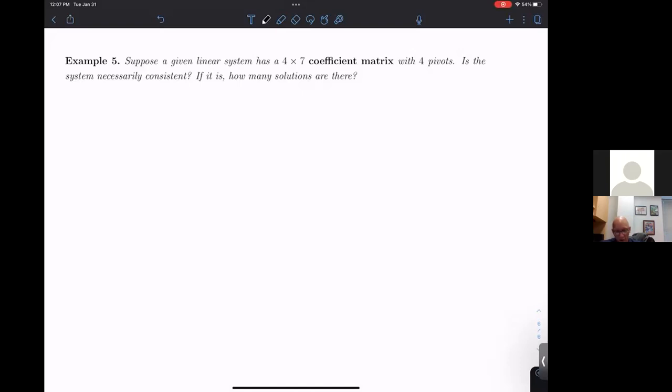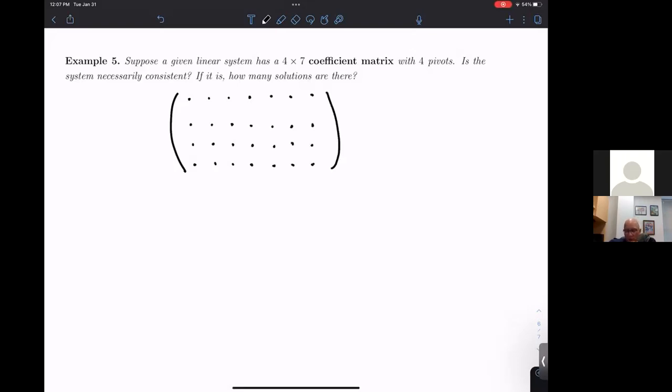So a 4x7 coefficient matrix would be the following. Remember, 4 by 7 means 4 down, 7 across. I don't know the values, but I can start sketching a picture. So a 4x7 matrix should look something like this. That's 4 rows by 4, 5, 6, 7 columns. Okay.